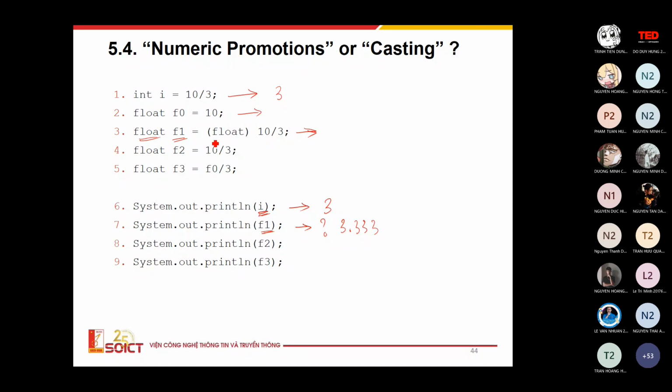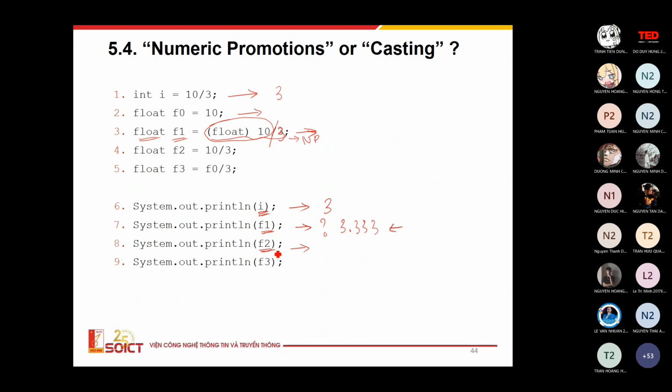Yeah. And why is this float? Because firstly you convert 10 to float, and then we divide by 3. It will have the numeric promotion. Yeah, numeric promotion. Okay, so the result will be float. Float. Okay. Thank you.